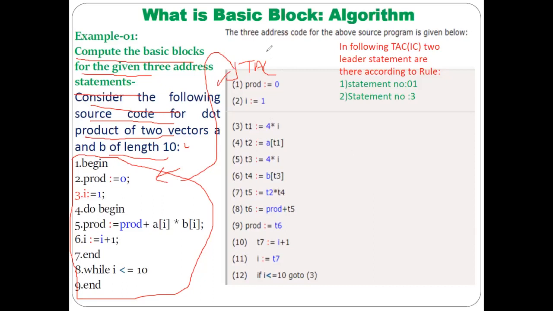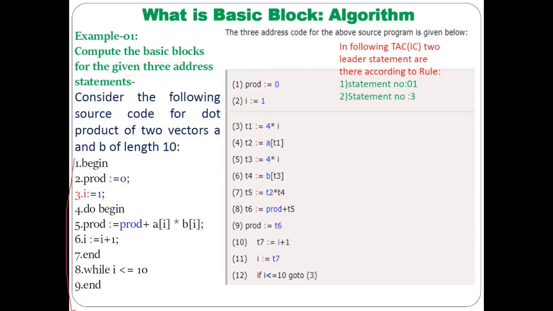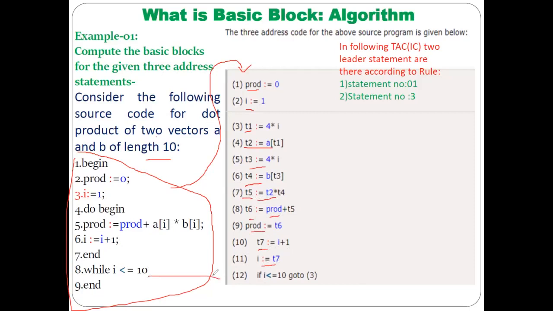Now, what is given? We have these source code statements, related to the product of two vectors A and B of length 10. For this source code, we have to generate the three address code, and it will be generated like this: product equal to 0, I equal to 1, then T1 equal to 4 into I, T2 equal to A of T1, T3 equal to 4 into I, T4 equal to B of T3, T5 equal to T2 into T4, T6 equal to product plus T5, product equal to T6, T7 equal to I plus 1, I equal to T7. And for the last statement, if I is less than 10, go to 3.